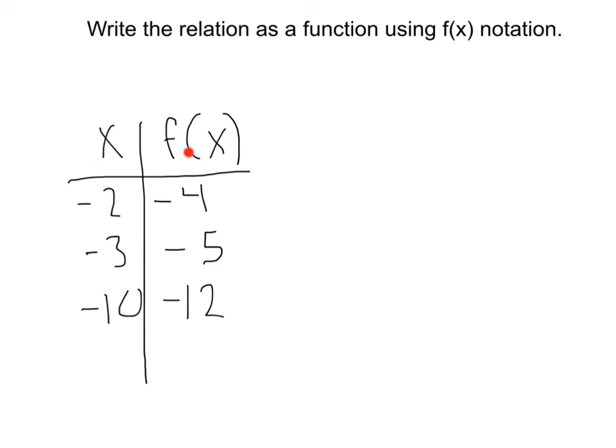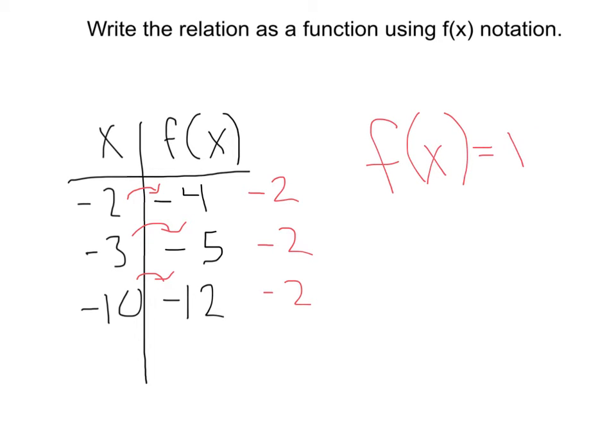So first, look at our x and f of x table. Our first point is negative 2, negative 4. I notice that negative 2 minus 2 is negative 4. Next, we have negative 3, negative 5. Negative 3 minus 2 is negative 5. And then we have another point, negative 10, negative 12. And negative 10 minus 2 is negative 12. So our function can be written as f of x equals x minus 2, because each of our x values subtracting 2 will give us our f of x values. So this is going to be our function.